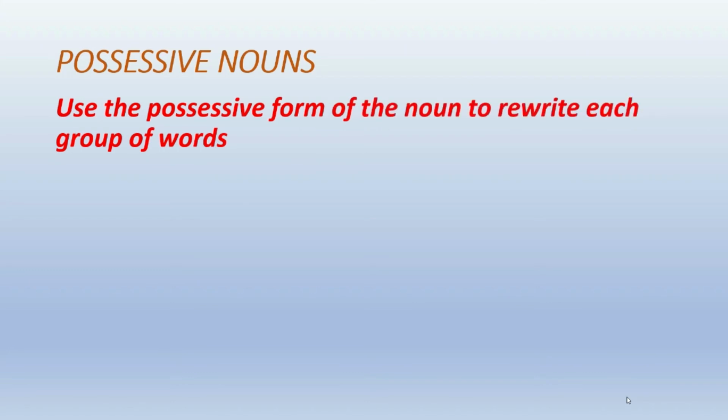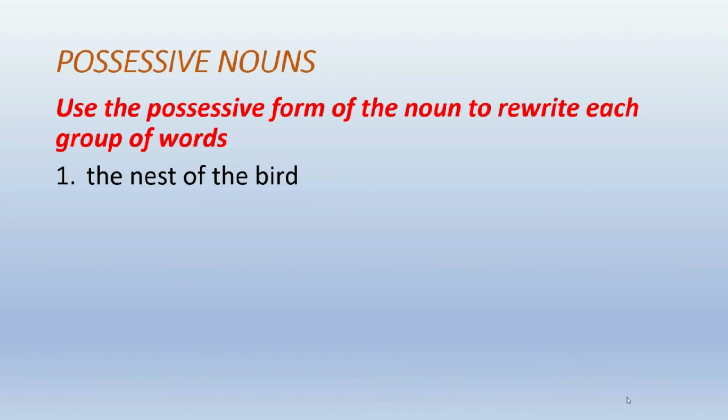Now we use the possessive form of the noun to rewrite each of a group of words. So what is actually a possessive? How do we use it? An apostrophe S is used to show belongingness or relationship between one thing and another. And we add apostrophe S to the singular to show possession, and to the plural we add the apostrophe after S. So let us check with some examples.